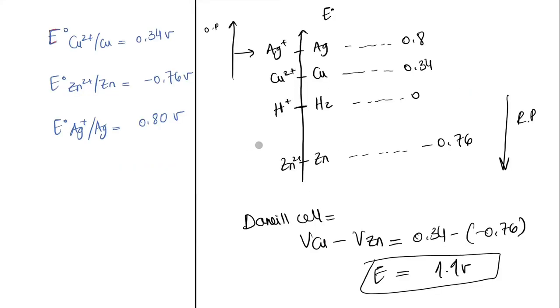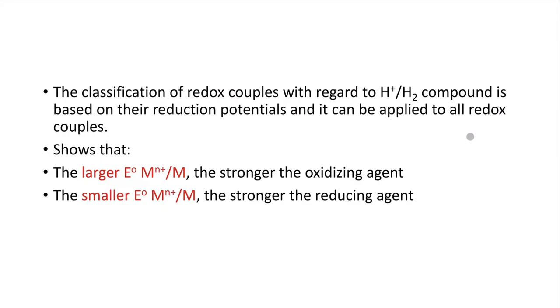So if I want to predict the spontaneous reaction, the one that has the highest E node should donate the oxidizing power, the oxidizing agent. And the one that has the lower electrochemical reduction potential should donate the reducing power. For example, I gave you the E node of Ag plus over Ag, which is equal to 0.8. And for Zn2 plus over Zn, we know it's minus 0.76.